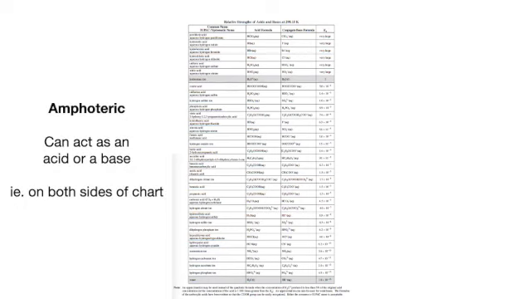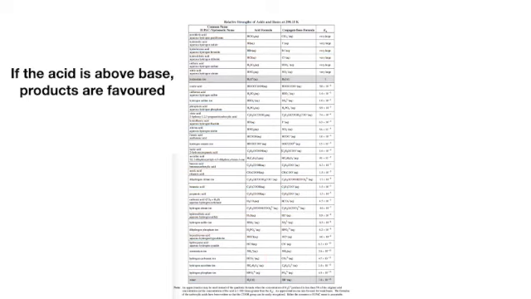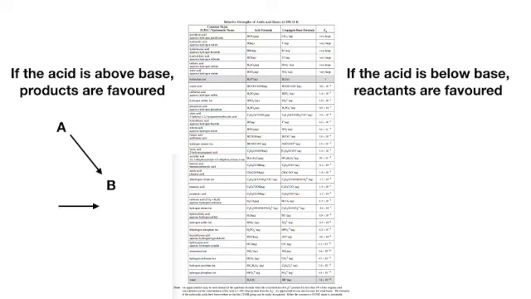An amphoteric entity on this chart, remember, can act as an acid or a base. Here's an example. The bicarbonate ion, HCO3 negative, is found on both sides of the chart, therefore it is amphoteric. Also, when we get to the problems that we're going to solve, if the acid is above the base, like in this situation, that means products are favored. And if the acid is below the base, like in this situation, that means reactants are favored. You'll see how that applies in just a second.